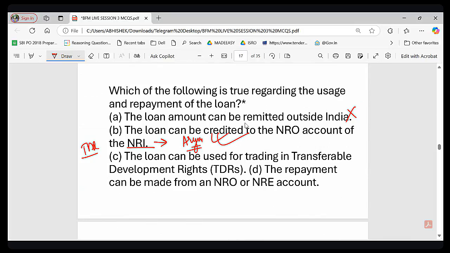I think if you are familiar with what is NRO, what is an NRE account, I think you know it. Right. NRO is non-resident ordinary account. You are familiar. We have already talked about it in the lecture. We are seeing the application part.